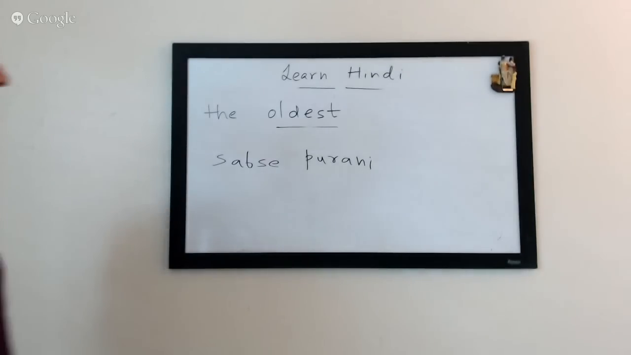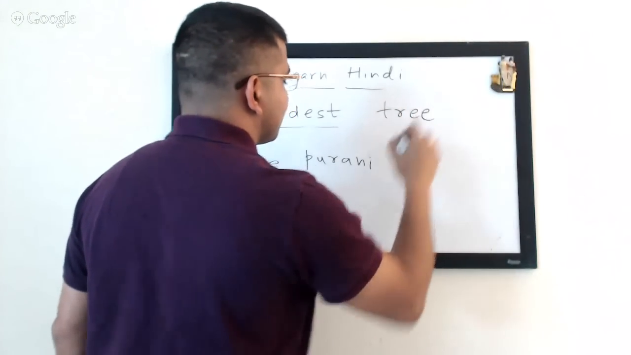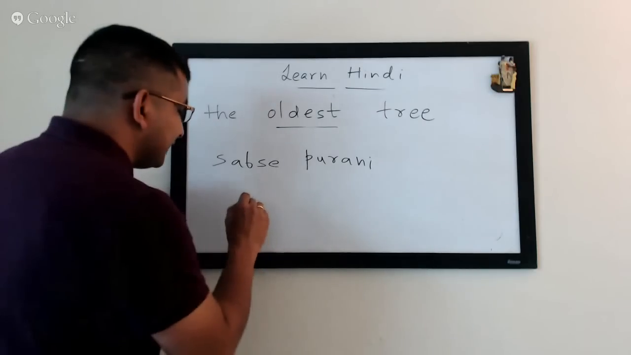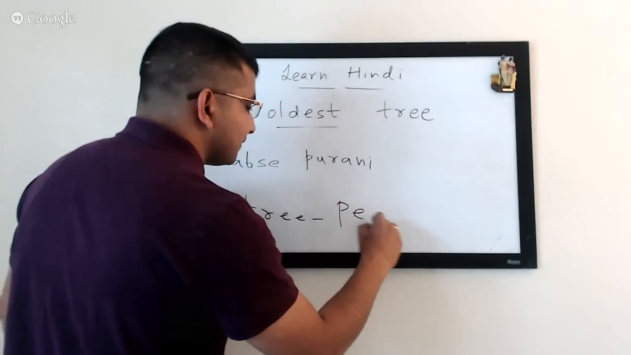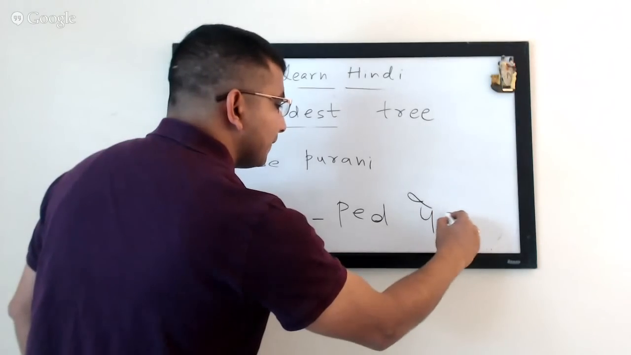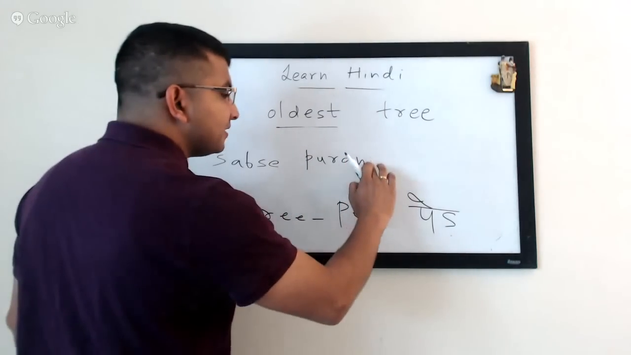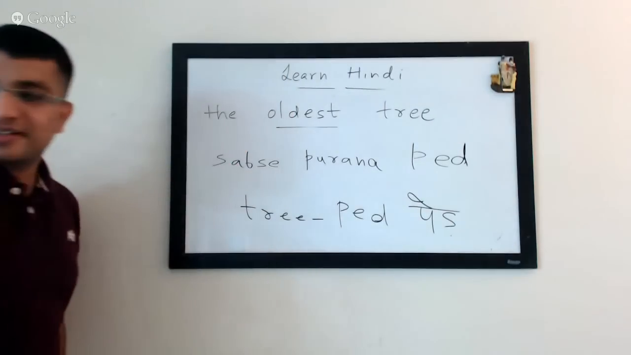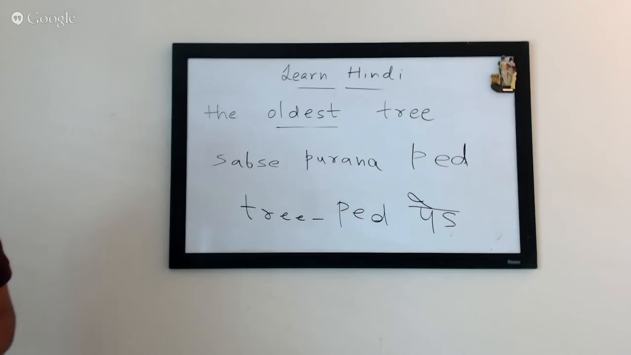The next one I have, it's the oldest tree. How will you say that? The oldest tree. Okay. So tree in Hindi is पेड़. So you have a pa with a and then the पेड़. So सबसे and then पेड़ is masculine. So it will be सबसे पुराना पेड़. Now you know it, right, यार? सबसे पुराना पेड़.